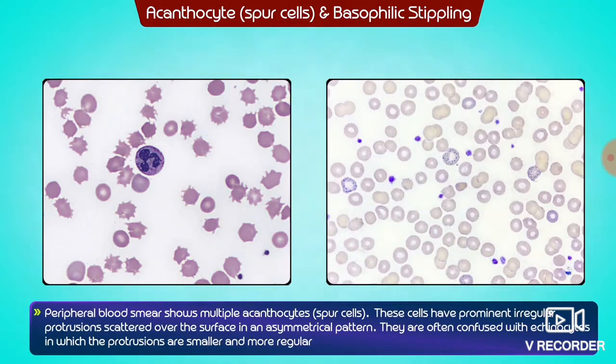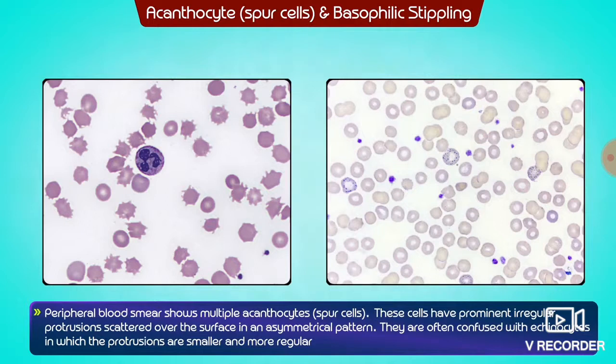Name some conditions in which you would see acanthocytes. You would see acanthocytes in conditions such as liver disease, as well as in abetalipoproteinemia, which is a state of cholesterol dysregulation. What is basophilic stippling?